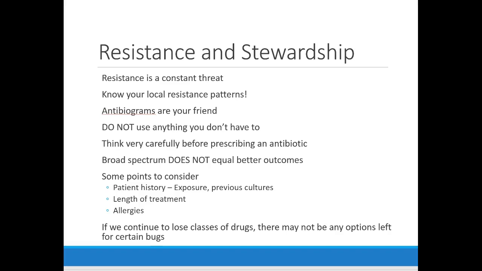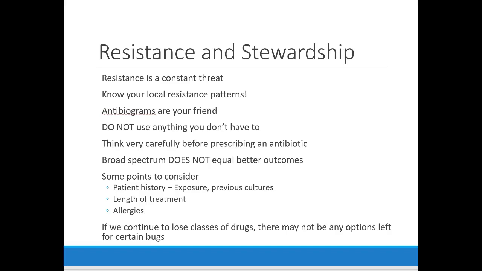And so you end up having to use something that might not be totally appropriate for the average patient. But in this case, we want to avoid causing anaphylaxis. So therefore, we're going to do something broad spectrum. So that's something that you always want to take into consideration too.